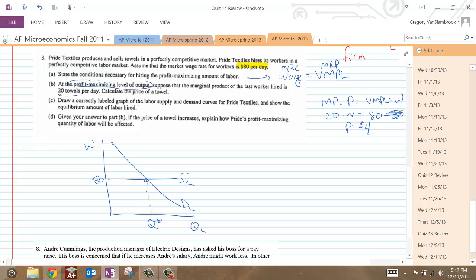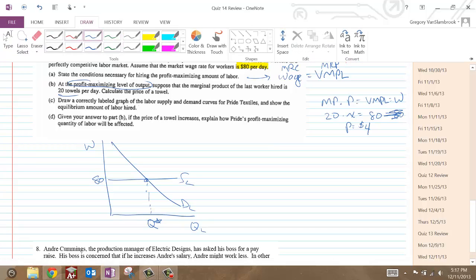And that's it. That's all I want you to do. Then for part D, given your answer to part B, if the price of a towel increases, explain how Pride's profit maximizing quantity of labor will be affected.